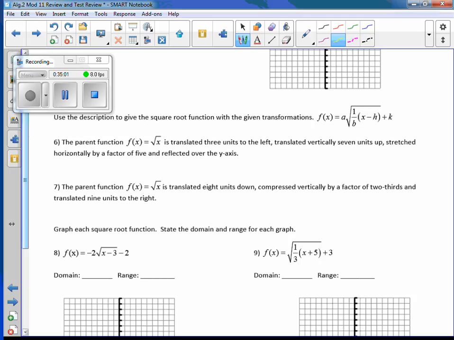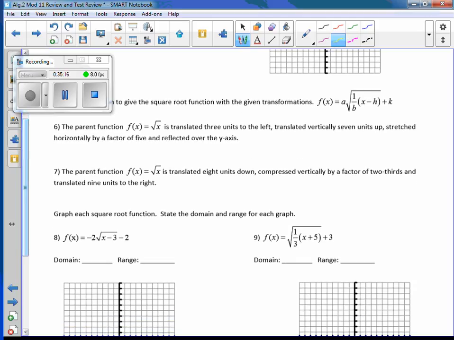All right, so here we have number 6 and number 7. You're given the square root function and you're given transformations. Now let's go ahead and see. All right, number 6 says the graph is translated 3 units to the left, so that's going to be x. If it says 3 units to the left, that's minus 3, but will really be plus 3. Then it says it's translated vertically 7 units up, so it's going to be plus 7.